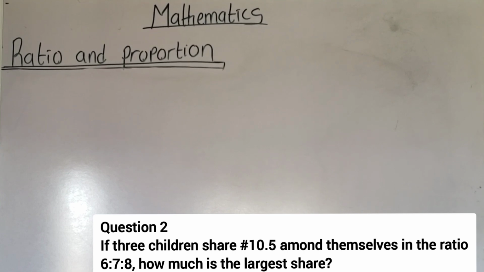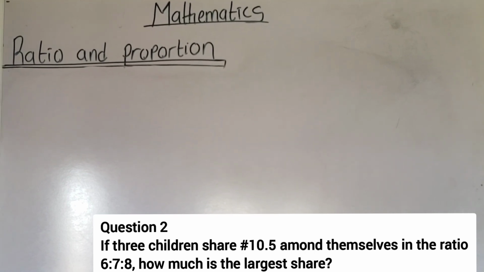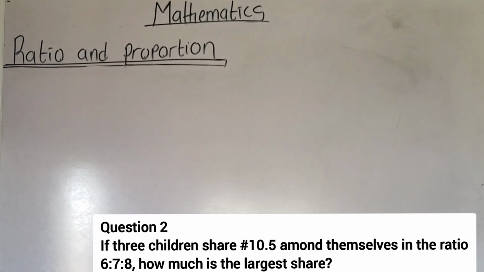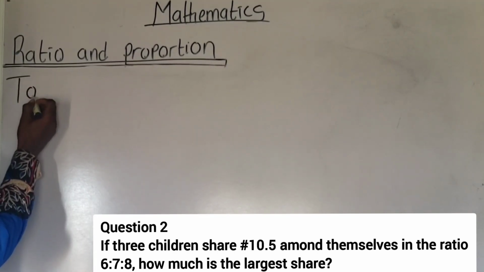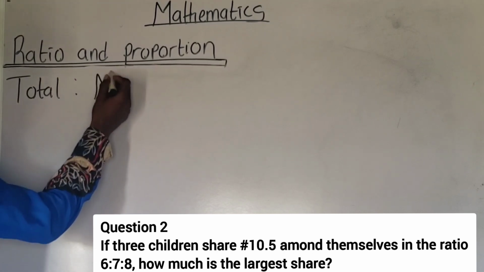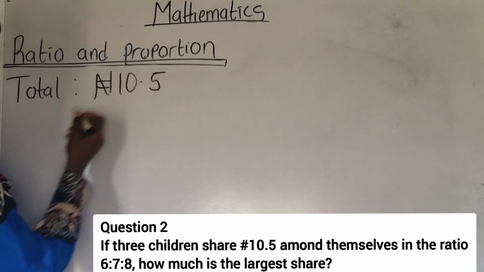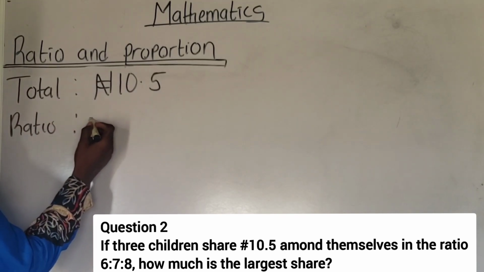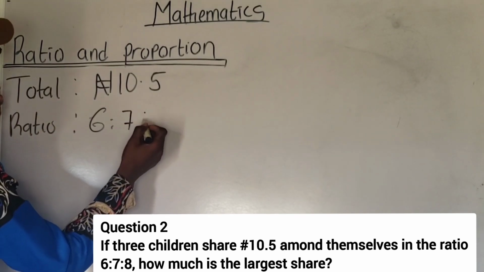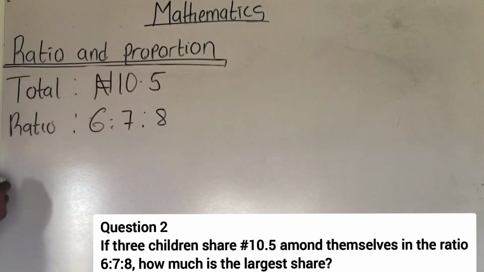If three children share 10.5 naira among themselves in the ratio 6, 7, 8, how much is the largest share? Okay, we are given that the total amount of money that was shared is 10.5 naira. And the ratio in which they share this money is 6 ratio 7 ratio 8. Okay, now how much is the largest share? Please, I want you to pay attention. How much is the largest share?